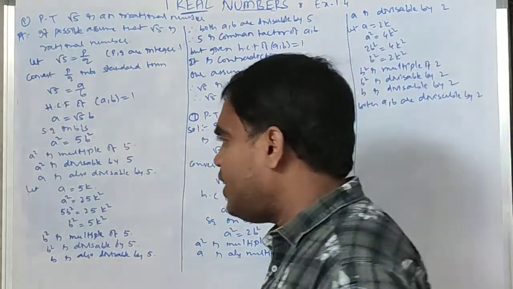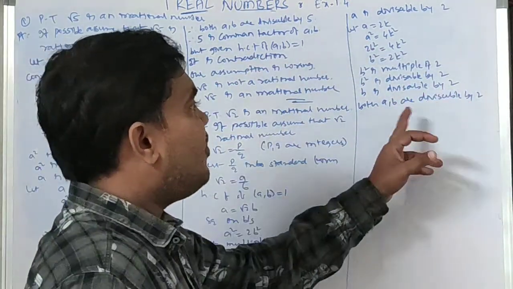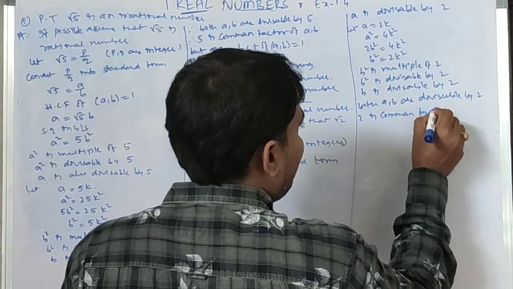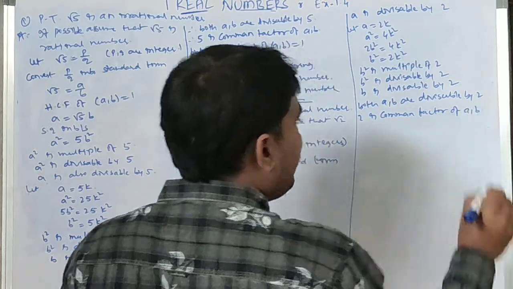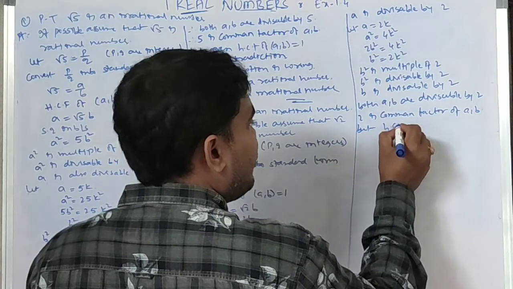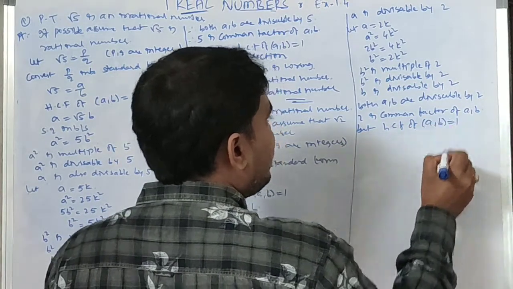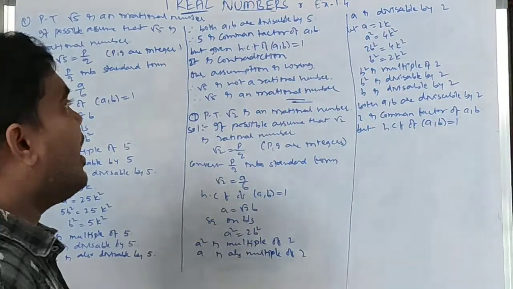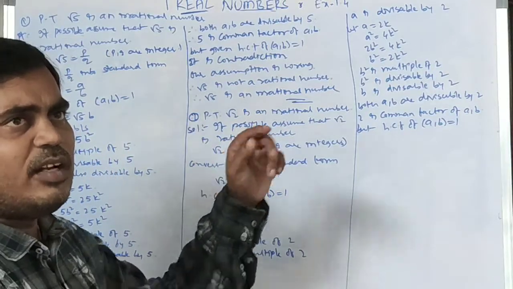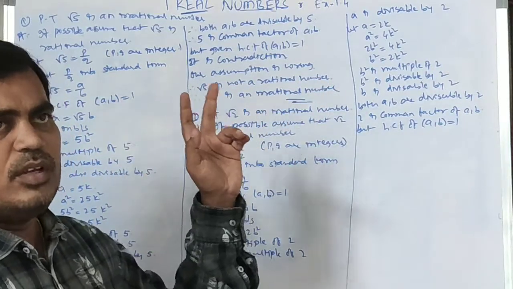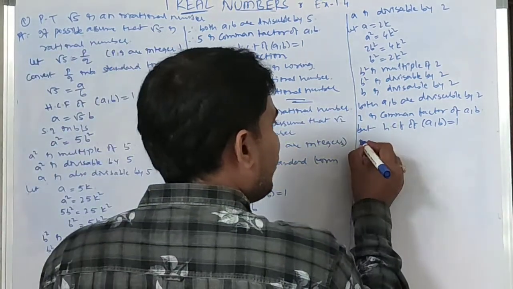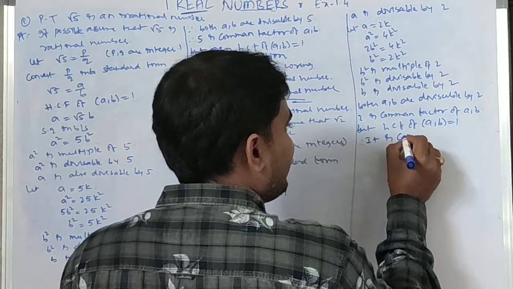If both a, b are divisible by 2, then 2 is a common factor of a, b. But the HCF of a, b is given as 1. So the highest common factor is 1, yet there is another common factor 2. If 2 is a common factor, HCF won't be 1. So it is a contradiction.